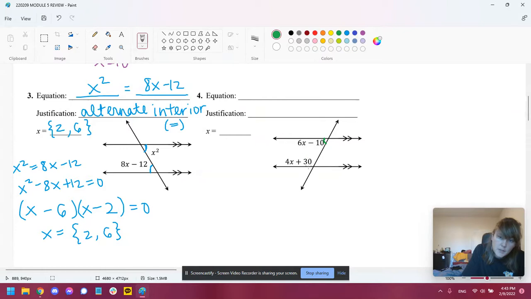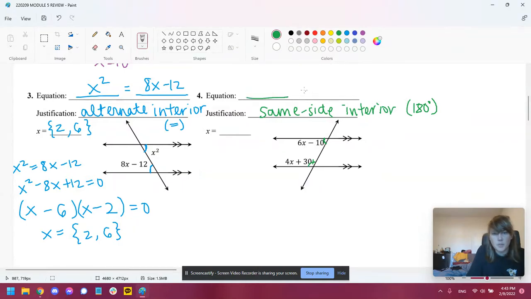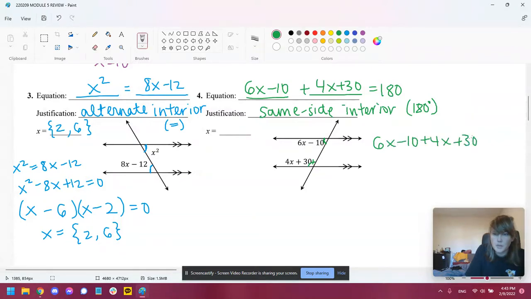This angle and this angle are same side interior angles, and same side stuff always adds up to 180. So I'm going to say these two angles equal 180. 6x minus 10, 4x plus 30. And now over here, I'll do some algebra. 6x minus 10 plus 4x plus 30 equals 180.